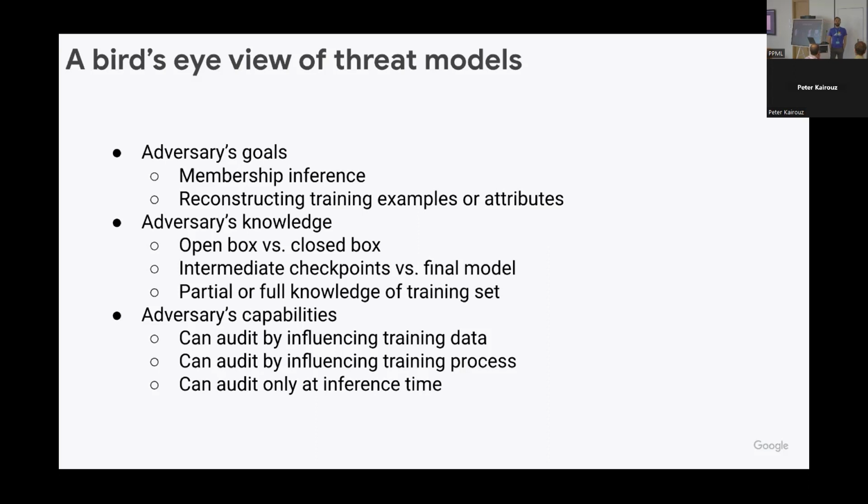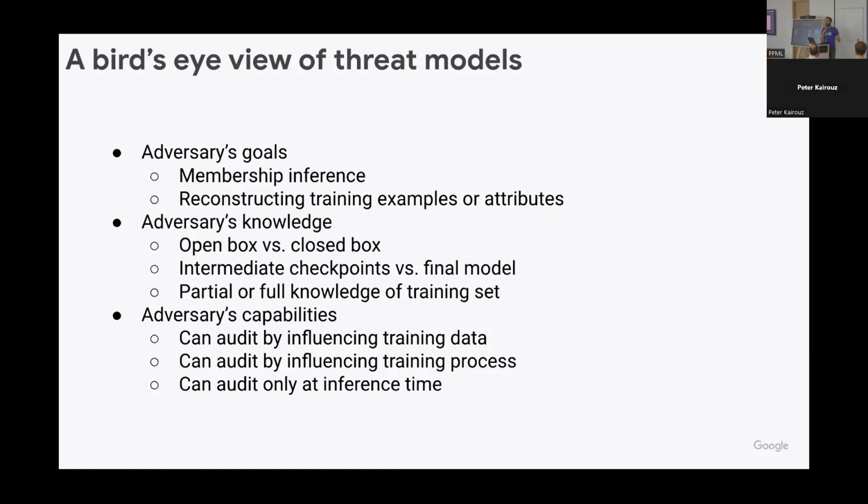And then the adversary's capabilities are just as important. So can we audit by influencing the training data? Can we inject those canaries that we talked about, those secret training examples? Can we audit by influencing the training process itself? Can we inject fake gradients into the training, bypassing the training data and going into the training loop itself? That's an even stronger attack in some sense.